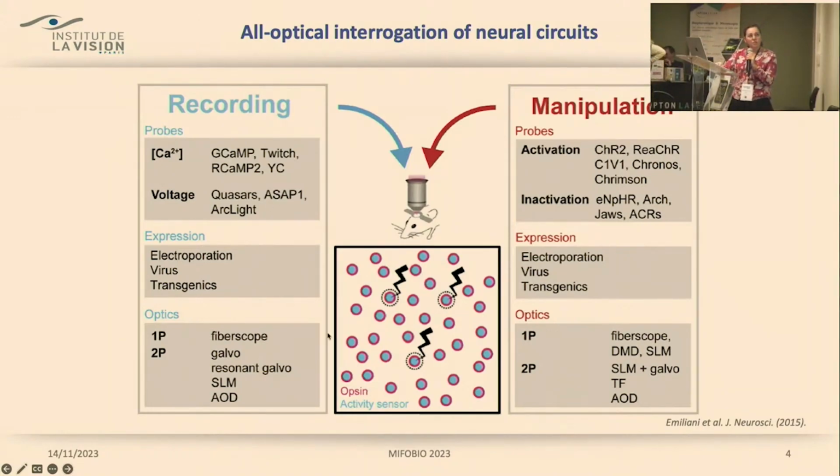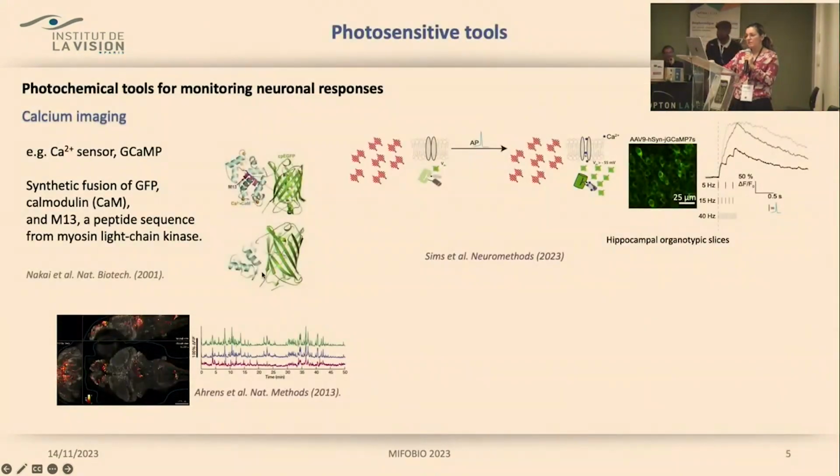So if we go first to see how we can record neuronal activity, this is now done traditionally by using calcium sensors, and the most commonly used are the sensors that belong to the GCaMP family. In fact, before we were using dyes, now we use proteins because they can be easily genetically expressed in neurons, and they are less phototoxic, less invasive for the health of the neurons.